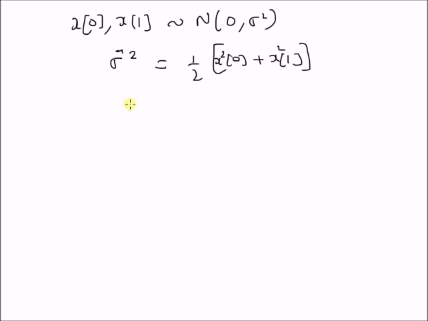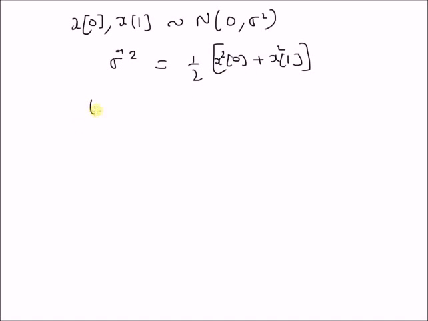In order to derive the probability distribution of sigma square hat, that is the variance estimate, first we need to know the probability distributions of these individual components. We need to know the distribution of x of 0 squared and also the distribution of x of 1 squared. So first we will determine the probability distribution of x square of 0.